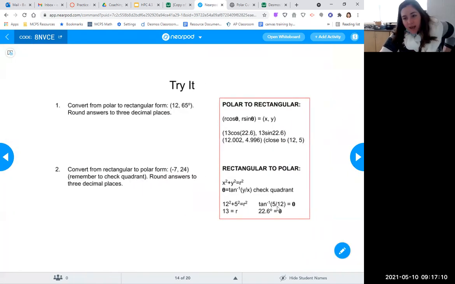All right, give this a try. The formulas are here in the red box. So the first one is convert from polar to rectangular form, round your answers to 3 decimal places. Second is convert from rectangular to polar form. What quadrant is -724 in? 1, 2, 3, or 4?